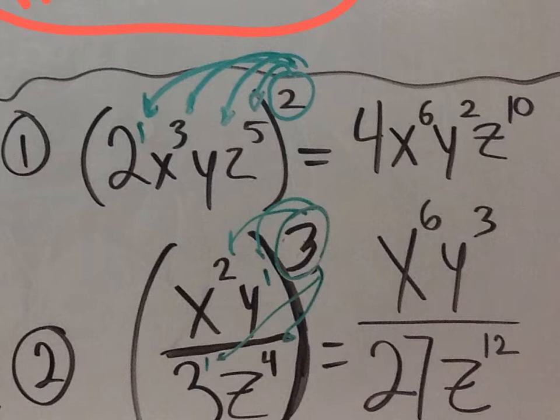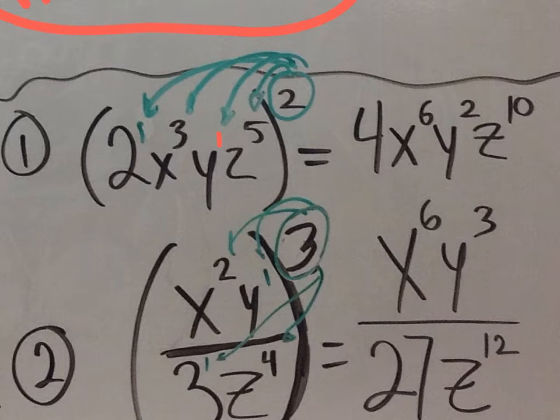2 squared is 4. Power of 2 to the power of 3, that's really power to a power you multiply. 2 times 3, that's 6 on the x. 2 times, there's an invisible 1 right here on the y. There's an invisible 1 on the y. So 2 times 1 is y squared. 2 times 5 is z to the 10th. Does that make sense? Yes.